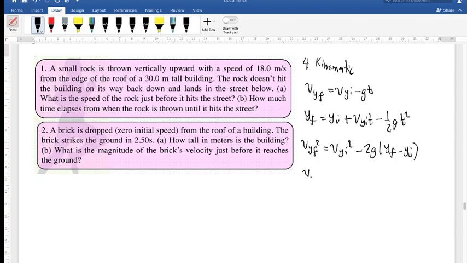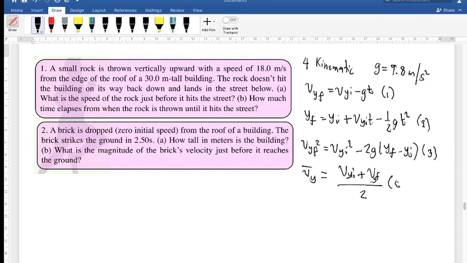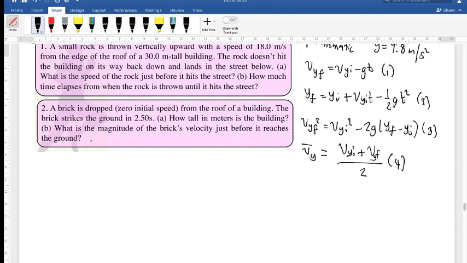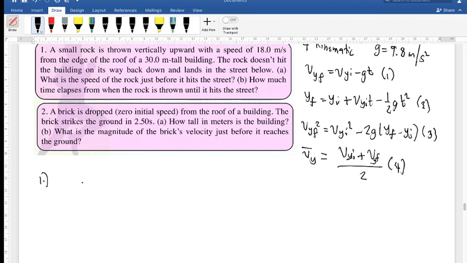And the other equation is (vyi plus vyf) divided by 2. So this is the average velocity, where your acceleration due to gravity is equal to 9.8 meters per second squared. So we can call these equation 1, equation 2, equation 3, and equation 4. Okay, so let's answer sample problem number 1.